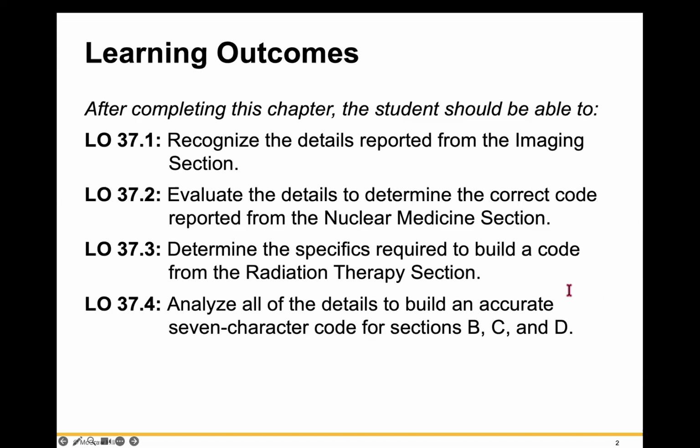When you see a nuclear medicine procedure, do you feel confident picking the right code? We're going to work together to evaluate the details and make sure you can always select the right code from the nuclear medicine section. Here's another challenge. Radiation therapy codes can seem complicated. Do you know what specifics you need to build a complete code? We're going to review that. And pulling it all together, by the end of the chapter, you'll be able to analyze all the details and build a precise 7-character code for sections B, C, and D.